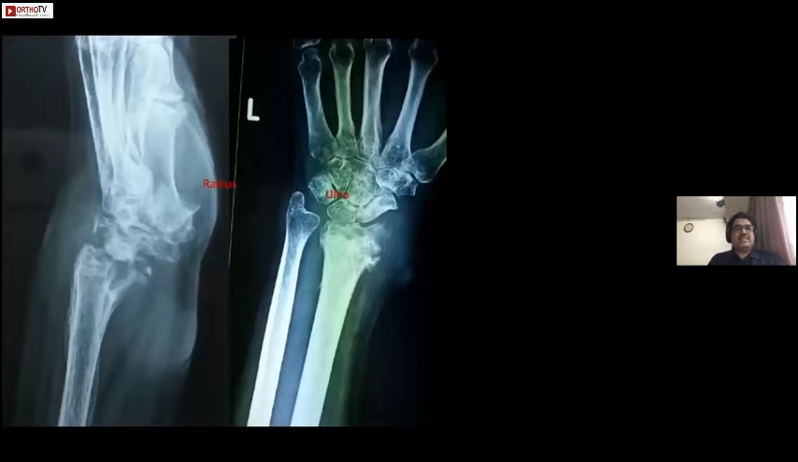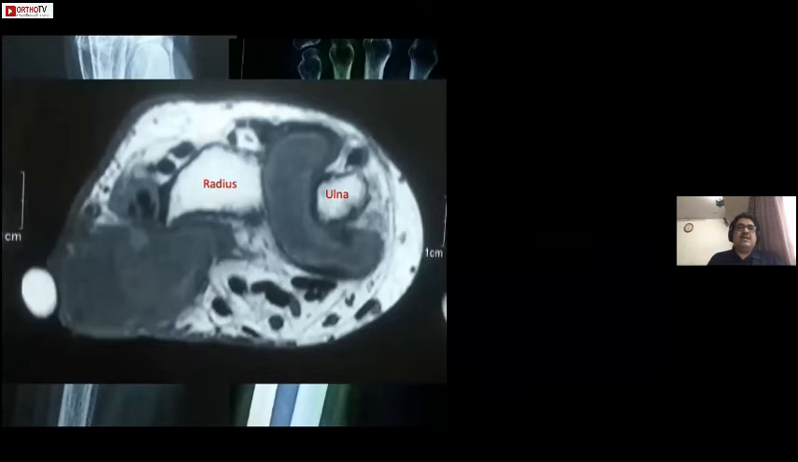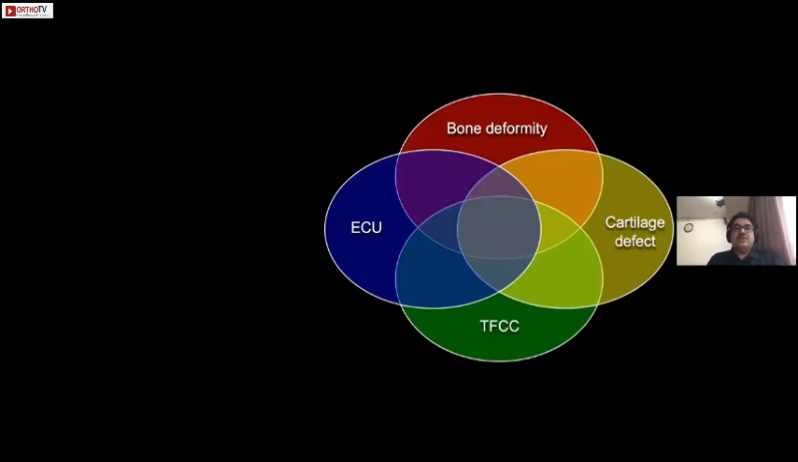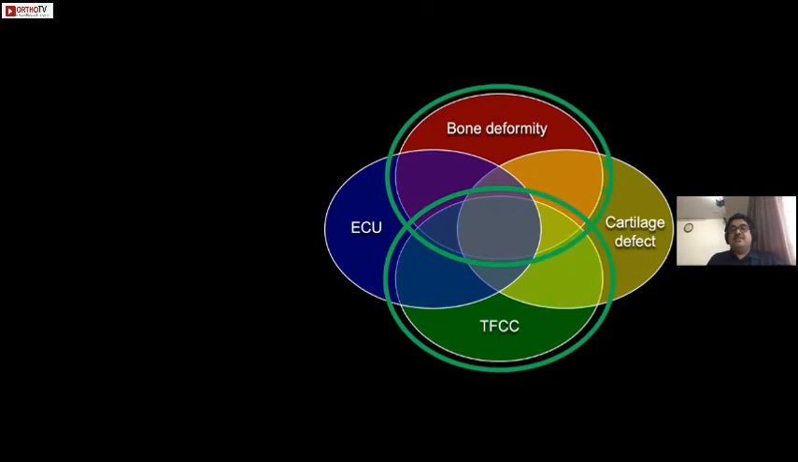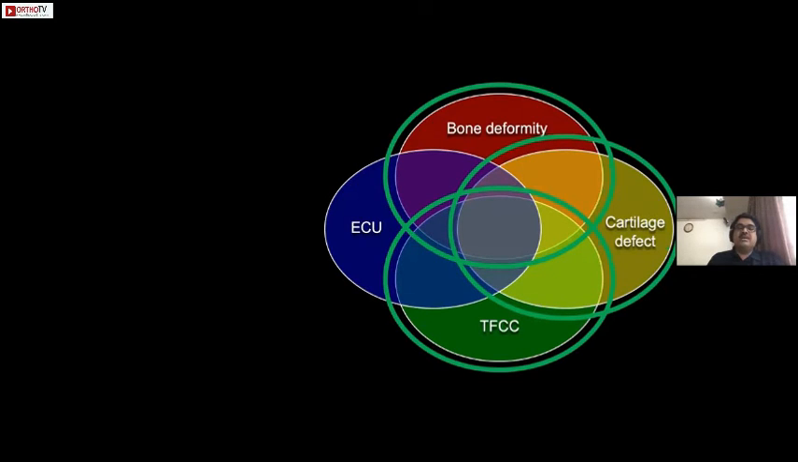This was her X-ray. It was thought to be RA, so we did an MRI for her. And what you see is those tiny white spots are the bones, and this is a huge amount of synovium with fluid collection in it. So this patient has a TFCC problem because it was completely destroyed on the ulnar side. There is a bony deformity, there is a cartilage defect, and there is a complete involvement of the extensor tendon with synovitis on MRI. So all four.